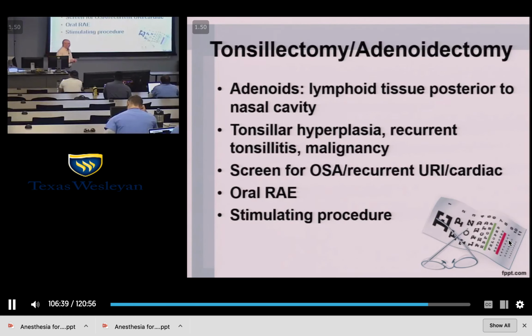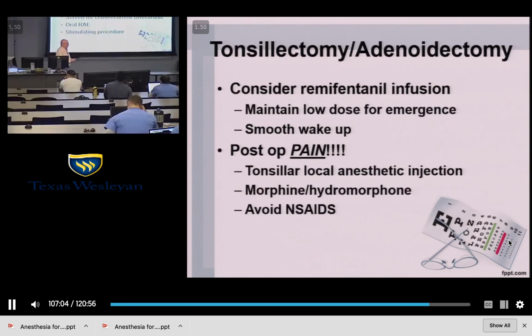Of course, this is a stimulating procedure. I had one ENT who wanted to start doing these awake, and I said, in no way, shape, or form am I going to do anything with you with the patient being awake. We did one, and I said, never again. And we never did one again. I did most of this in Dayton, Ohio, where I did most of the ENT anesthesia for a long time.